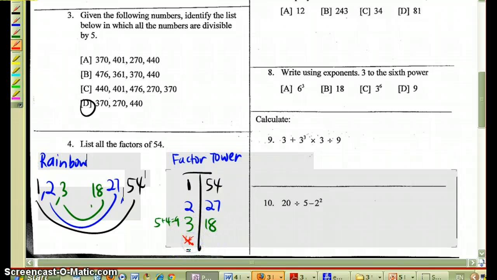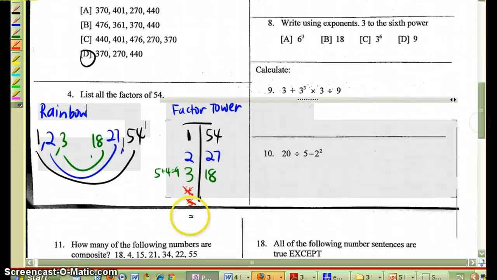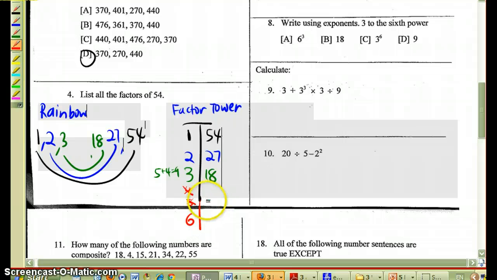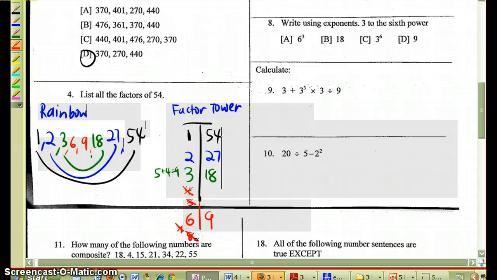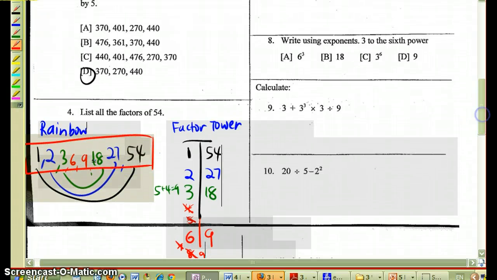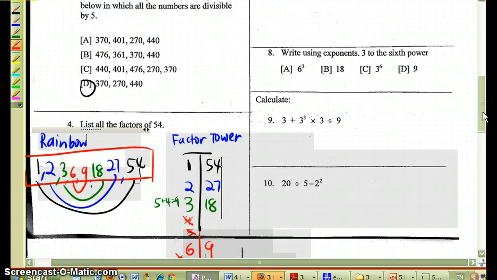4 doesn't work. 5 doesn't work. So then I'm going to try 6. I'll go down here, 6. 6 goes with 9, so 6 and 9. And then if I check 7 doesn't work, 8 doesn't work. And if I go back to 9, then I know that I've just started over because I already had a 9, even in the tower. So here would be my final answer for number 4. Okay, and I make sure that my rainbows all line up so I don't have any missing numbers in my list of all the factors.